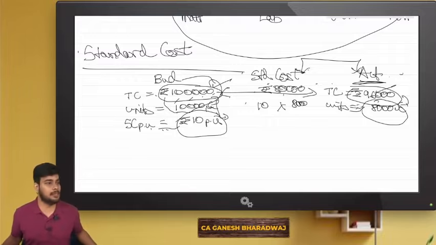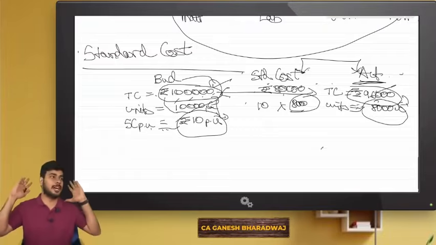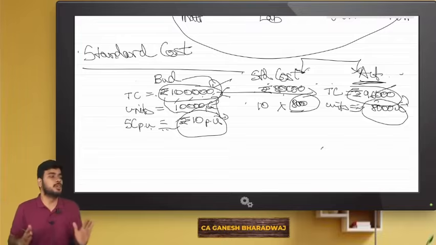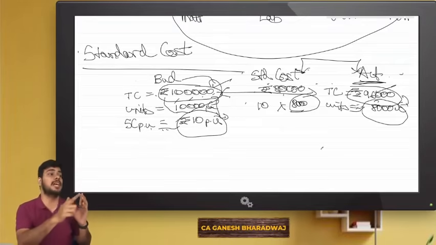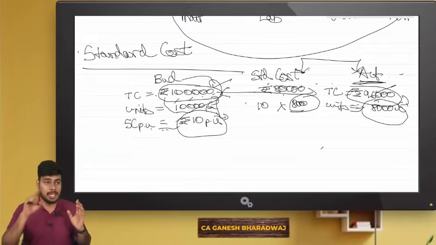Now this 80,000 and 96,000 are comparable. Why? Both are for the same output level. Correct or not? So always remember, you can only compare your standard cost with your actual cost. That's why the name of the chapter is standard costing, not budget costing. Budget is a separate chapter.